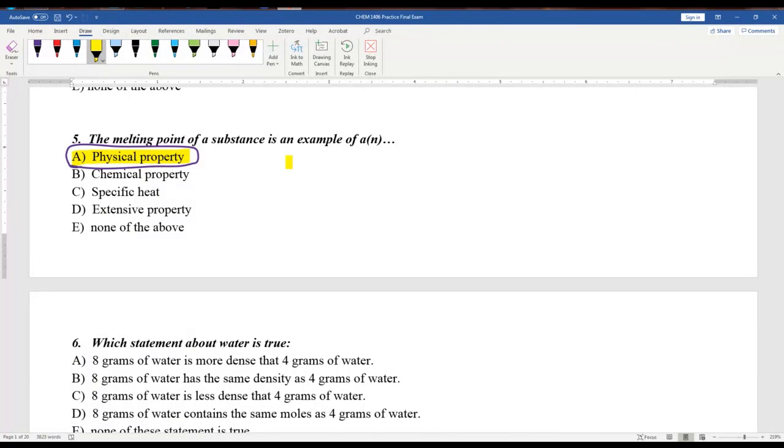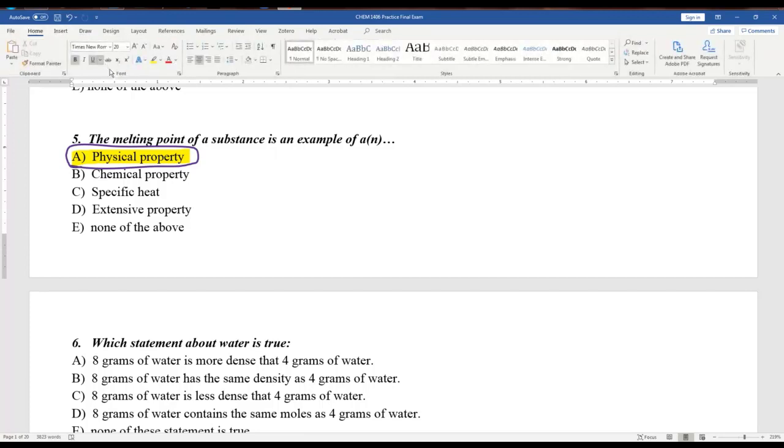A chemical property is basically the ability to react in a particular way. That is the definition of a chemical property. Chemical property is the ability to react in a particular way. So I'm going to actually put that down here. The ability to react in a particular way, or with a particular substance.